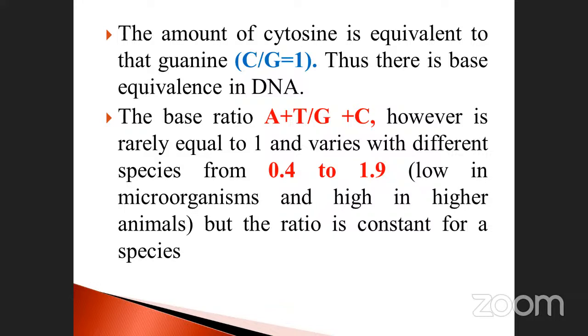Don't forget, my dear student, this ratio will be attained low in microorganisms and high in the higher animals. 0.4 is considered low, as in microorganisms. Take an example, the bacteria E. coli, lambda bacteriophage, whatever it may be, fungi sometimes. And in higher animals, it may be 1.9 or higher, for example chimpanzee and other animals, dinosaur, whatever it may be. Okay, this is also an important thing.